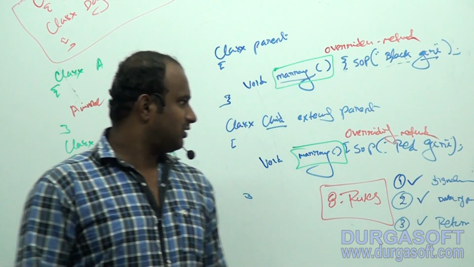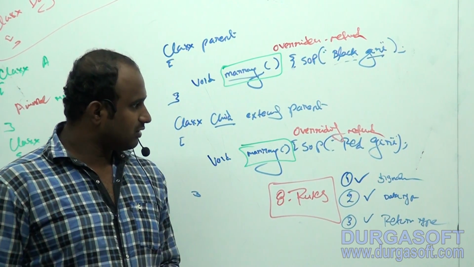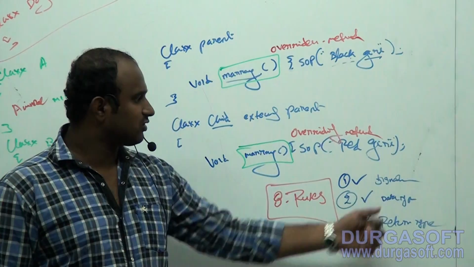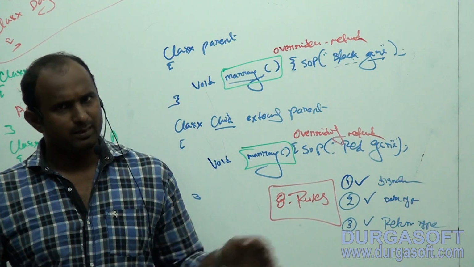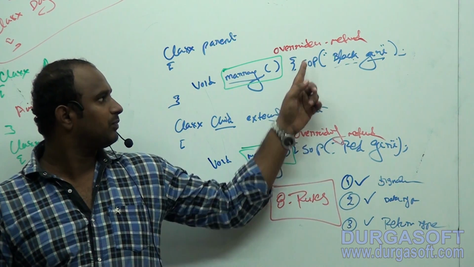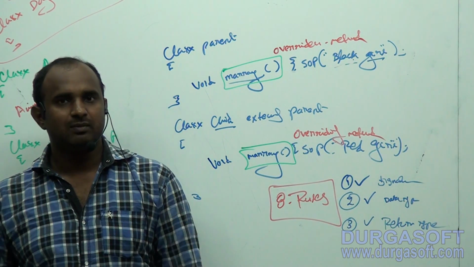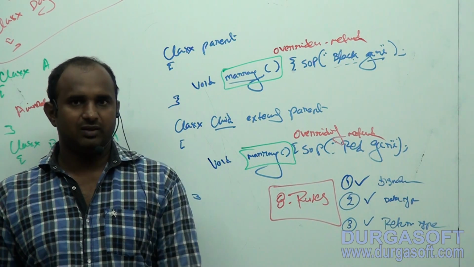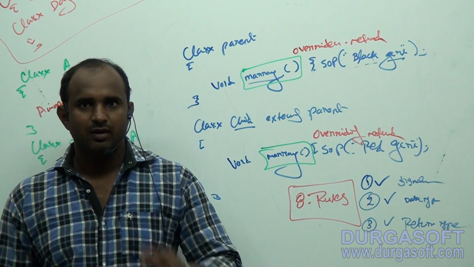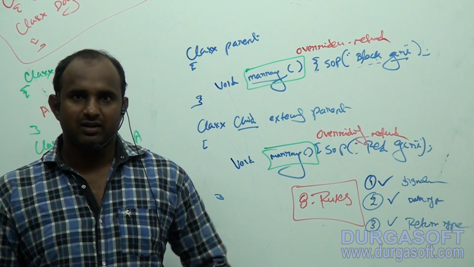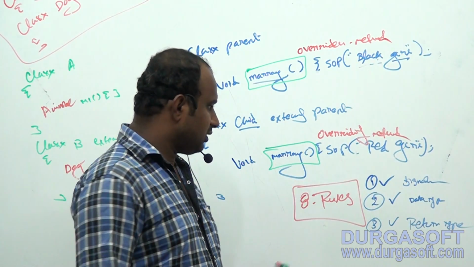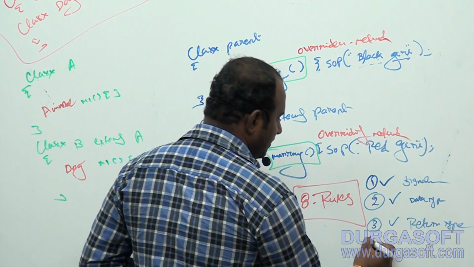So here just now I completed 3 rules. First rule, method signatures must be same. Rule number 2, overridden method return type and overriding method return type must be same at primitive level. Rule number 3, it is possible to change the return type by using covariant return type concept, right? Good. Now the next one, we will discuss rule number 4.